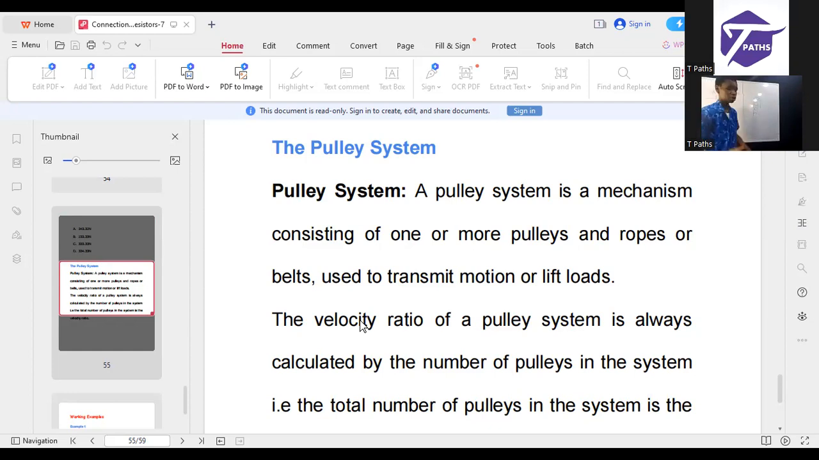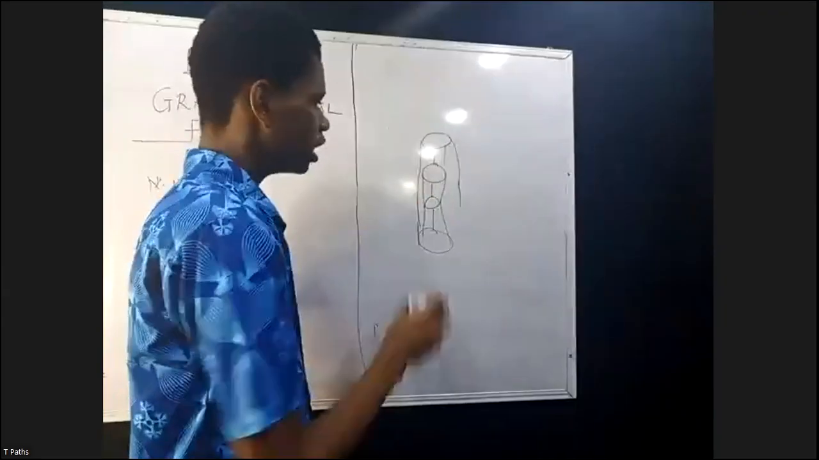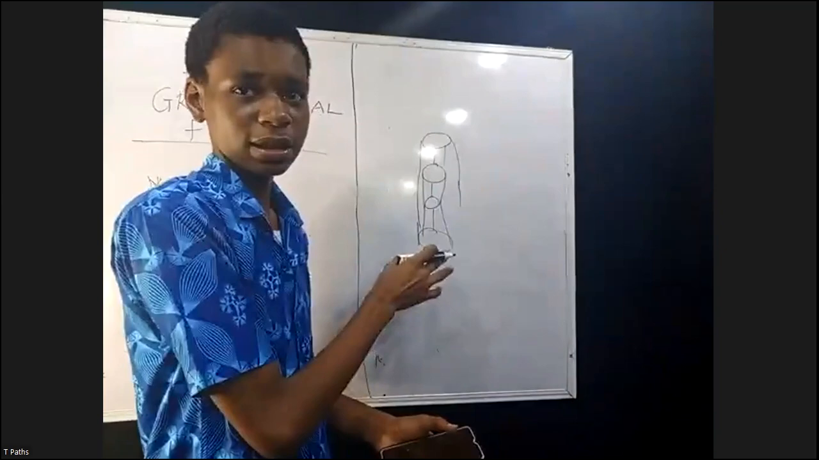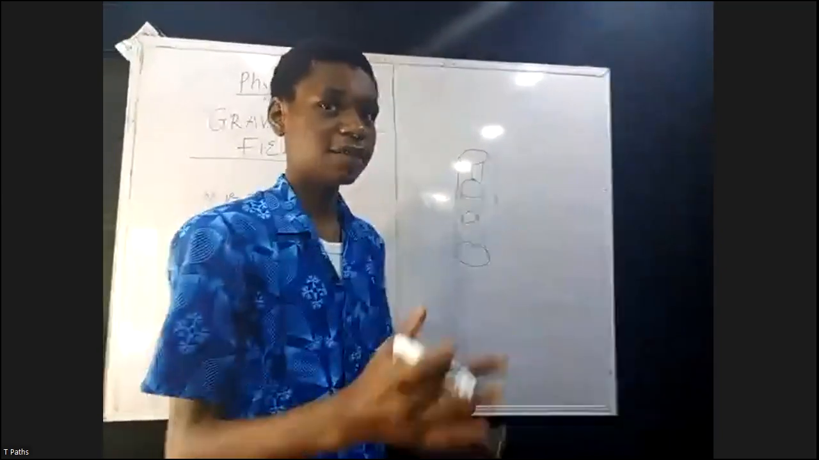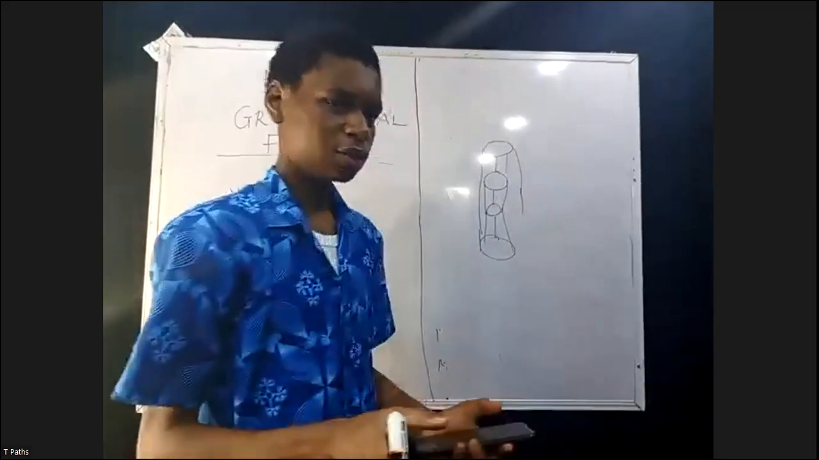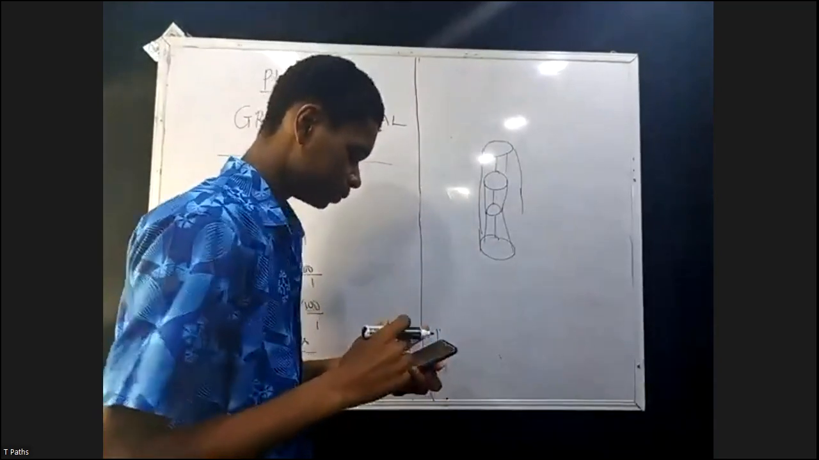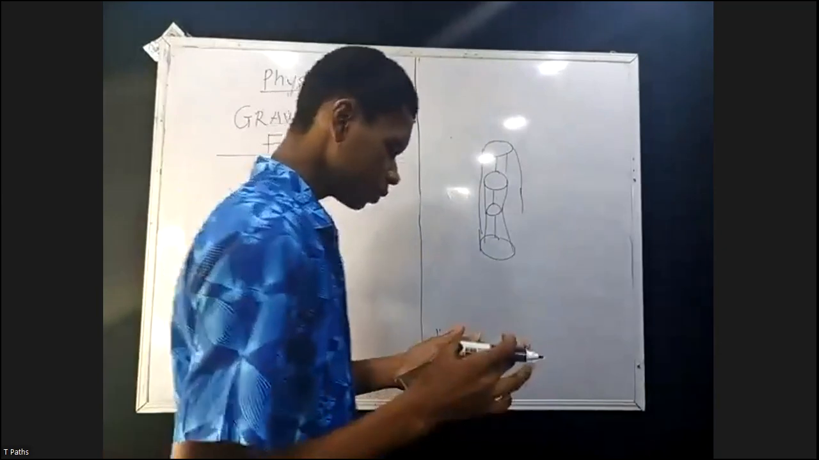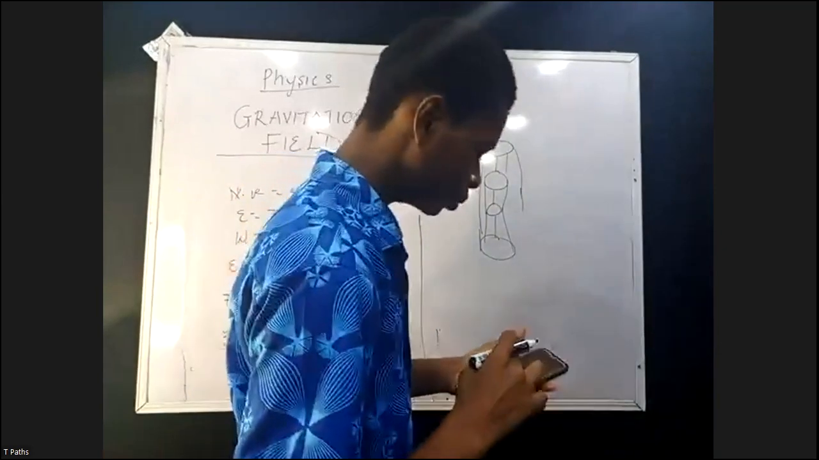Sometimes a pulley system is called block and tackle. So I'm going to count the number of pulleys in the pulley system, one, two, three, four. So my velocity ratio will be 4. If there are 5 pulleys in the pulley system, my velocity ratio will be 5. If there are 7 pulleys, my velocity ratio will be 7. I think we are clear. So now we'll move on.